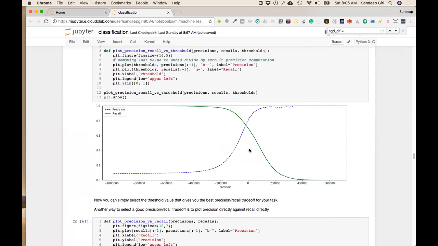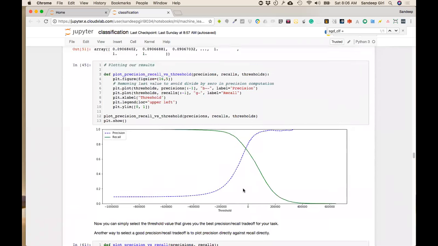Okay, so the question is, is it always such that the precision and recall will be matching at 0? Is that your question? As per my understanding, it's not always true that for threshold 0, the recall rate and precision will be equal. It's not guaranteed.